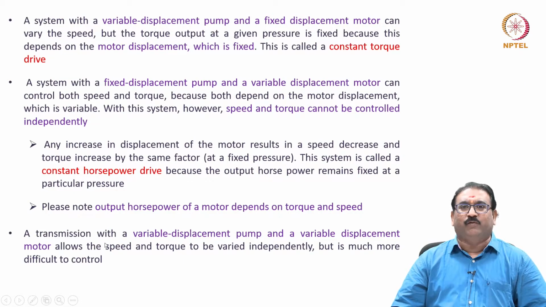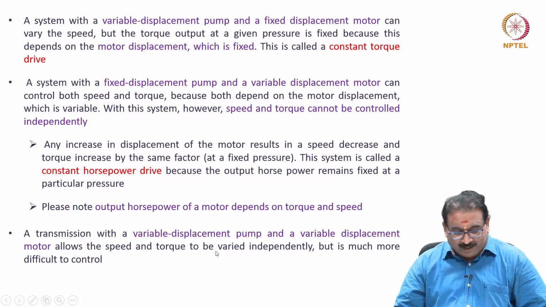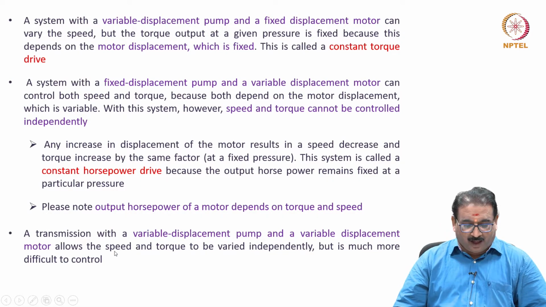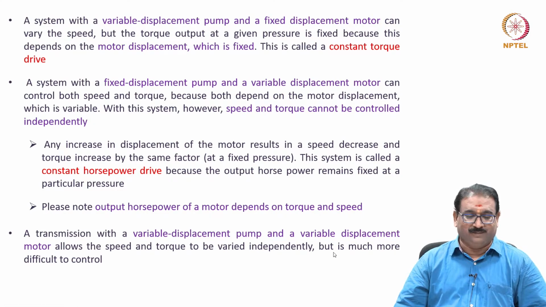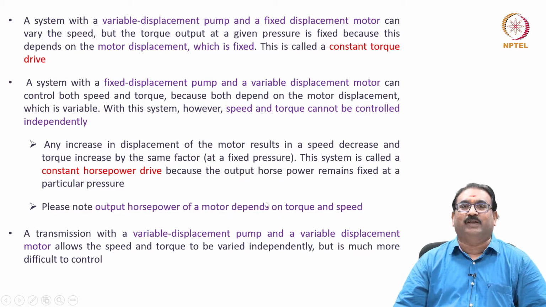A transmission with variable displacement pump and a variable displacement motor allows the speed and torque to be varied independently, but is much more difficult to control. These are some of the advantages and disadvantages of the pump and motor combinations.